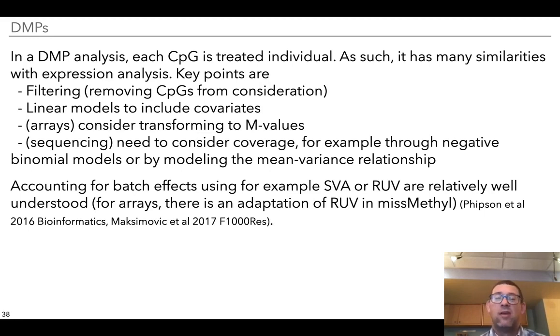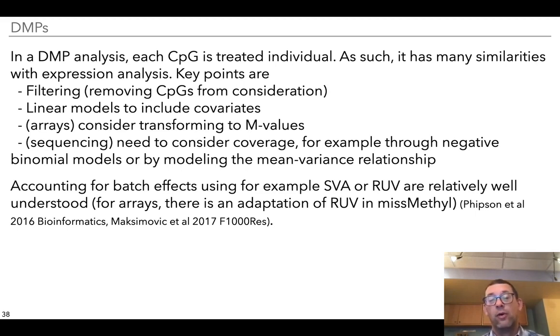If you have arrays, and I guess for sequencing as well, you could consider transforming from the beta scale or the percent scale into M values, or basically take the logit of the percent methylation. And if you're doing sequencing, you really need a model that considers coverage, for example, through a negative binomial model or by modeling the mean-variance relationship. And there's a huge variety of literature on these aspects.